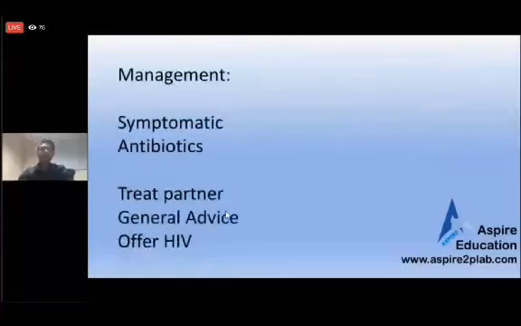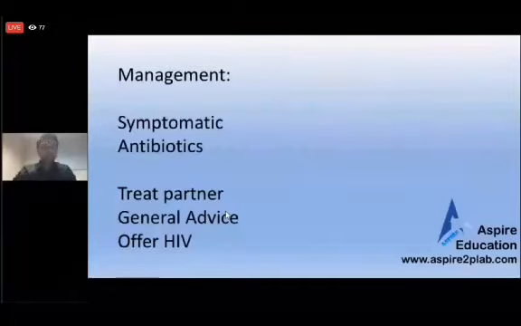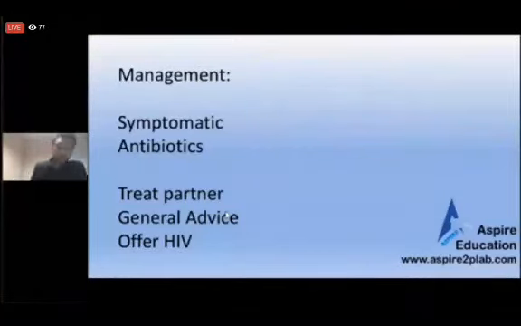So what would be the management now? It's always symptomatic. For fever, you give antipyretics, and antibiotics for the infection itself. So this will be the major scale of treatment for PID, but the treatment doesn't end there.